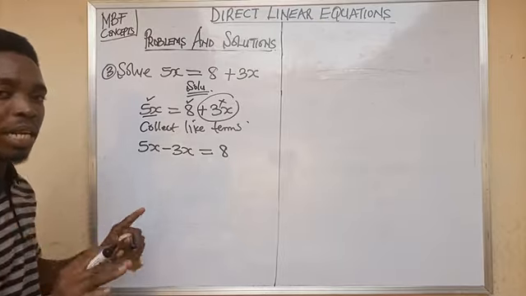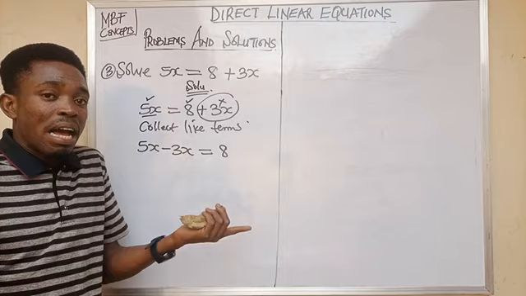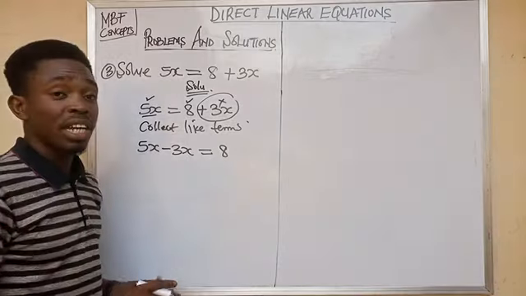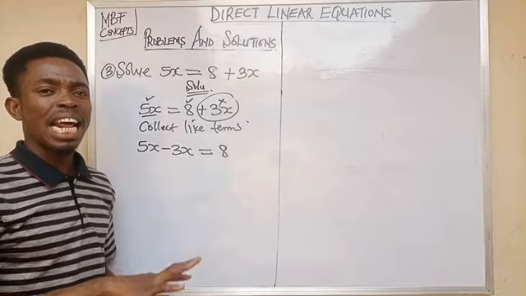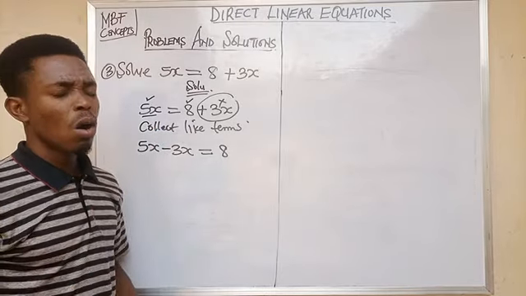Now guys, what do we do? The next thing we will simply do here is to what? Remove 3x from 5x. Just like this is 5 oranges minus 3 oranges. So when I remove 3 oranges from 5 oranges, then I'm going to have 2 oranges left.